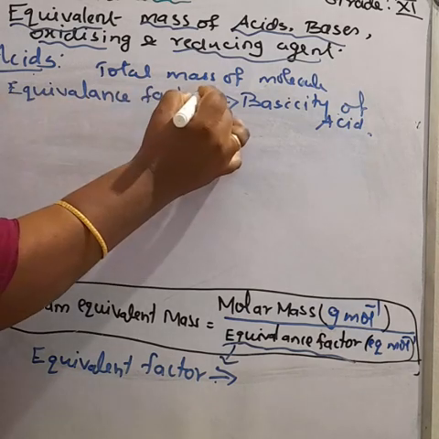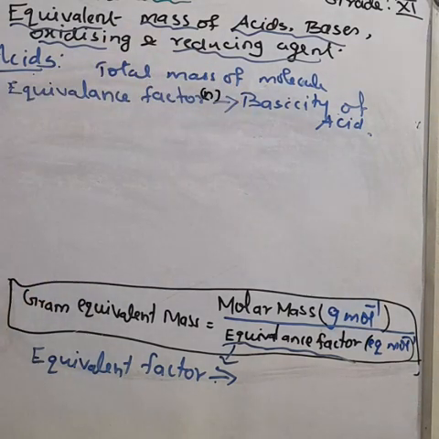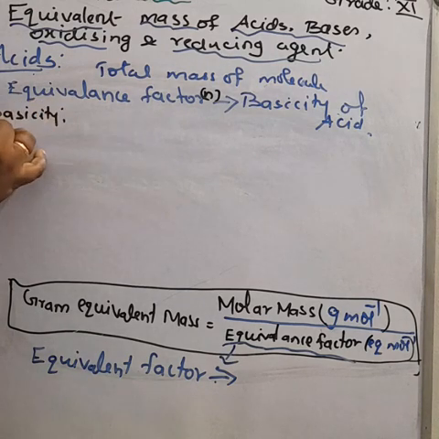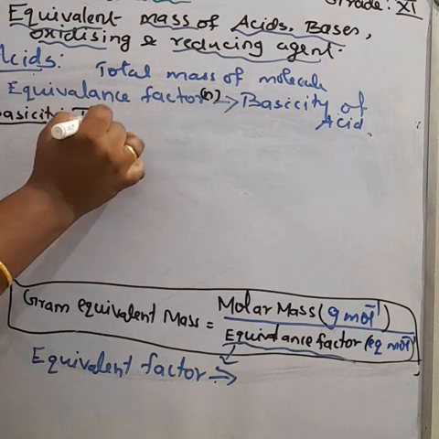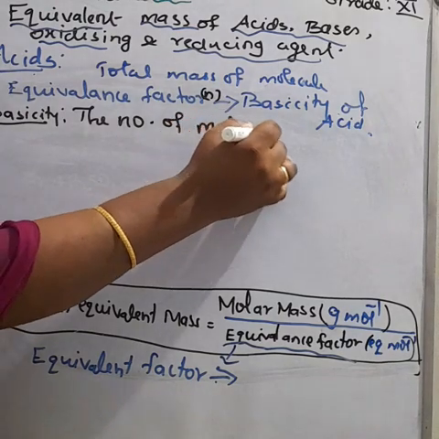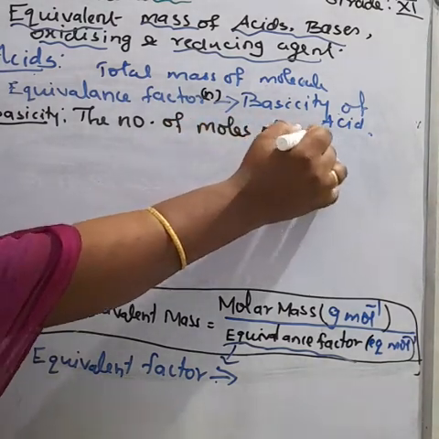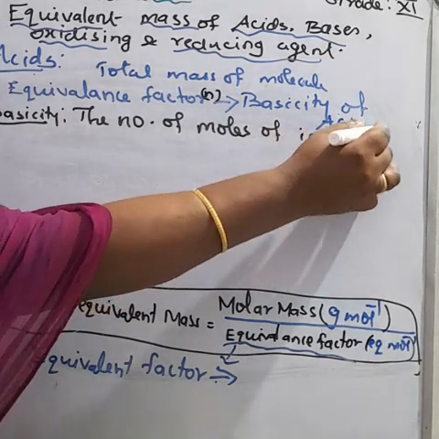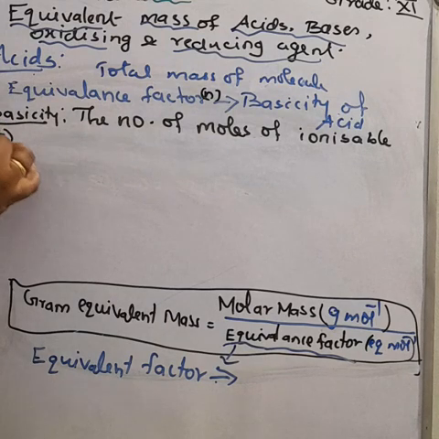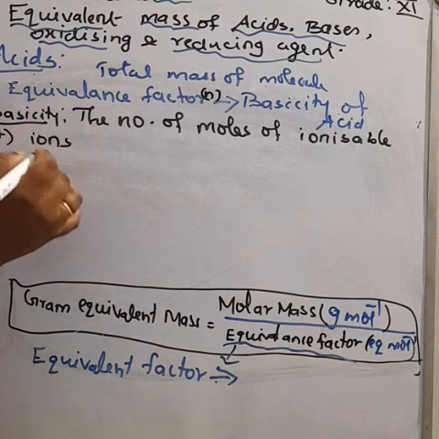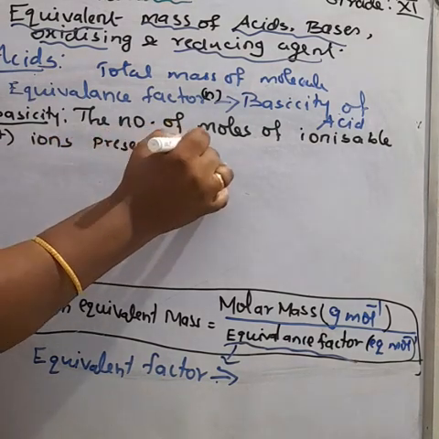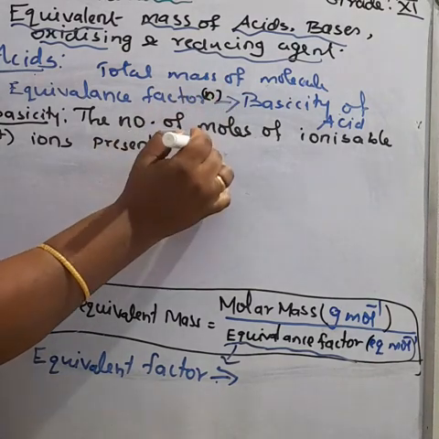Understood? So what do you mean by basicity? Basicity means the number of moles of ionizable H plus ions present in 1 mole of an acid.